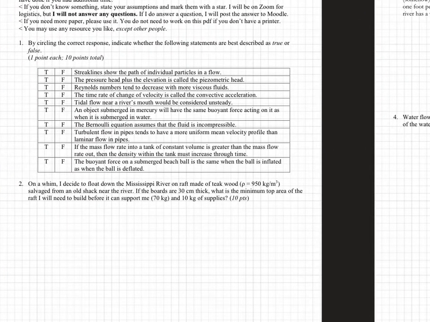The first one: streak lines show the path of individual particles in a flow. That should be path lines if it was true, so this is going to be false. Second one: the pressure head plus the elevation is called the piezometric head. So this is P on gamma plus Z. That is the piezometric head. That's just a definition. Basically, it's the potential energy.